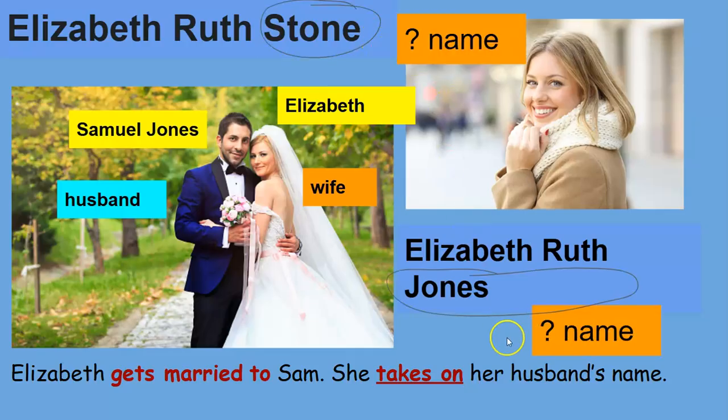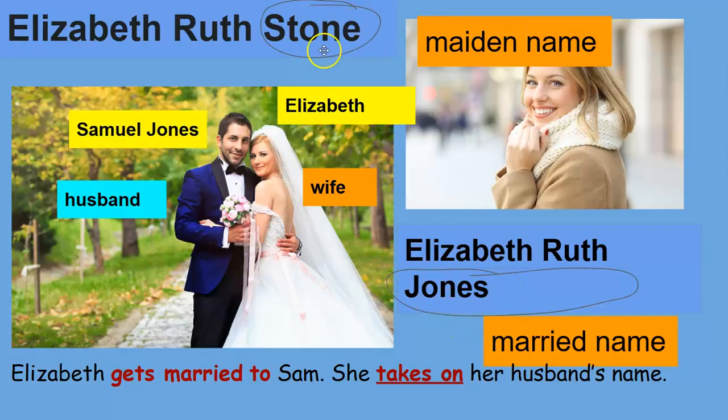Okay, let's look at these two names. Stone, remember, her name was Elizabeth Ruth Stone. So this was Elizabeth's surname, right? But now she has a new name, Jones. So Stone is her maiden name. When she was still single, when she was not married to Samuel Jones, her surname was Stone. So Stone is her maiden name.